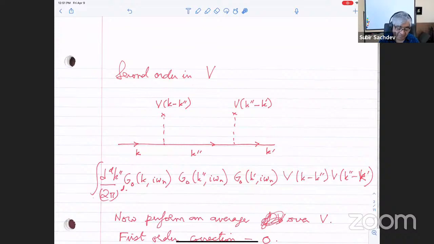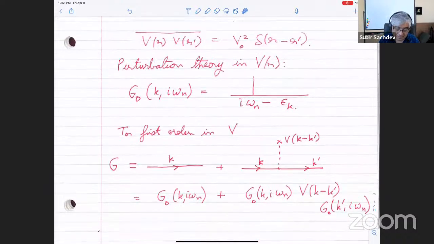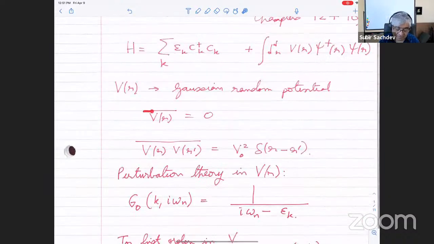The average is usually denoted by an overline, and it's sometimes called a quenched average. It's not a quantum mechanical average over wave functions. It's an ensemble average over different Hamiltonians. You have a whole infinite set of Hamiltonians H. For each Hamiltonian you get the exact Green's function, and then you average the Green's function over the ensemble of Hamiltonians.